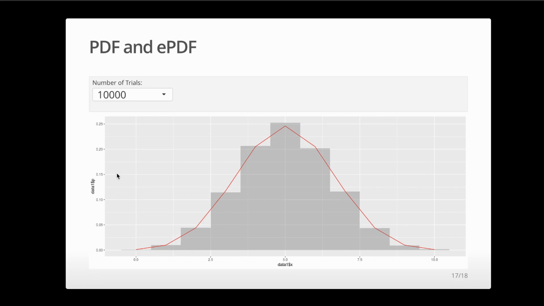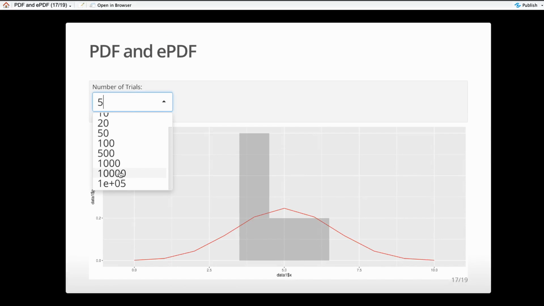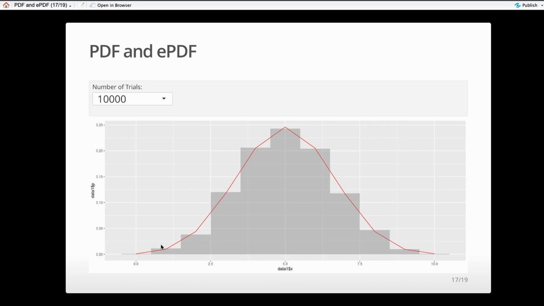At 10,000 trials, right? We have that the ePDF, the empirical PDF, right? It is a discrete random variable. We have a large number of trials. The empirical probability distribution function looks very much like the theoretical probability distribution function.